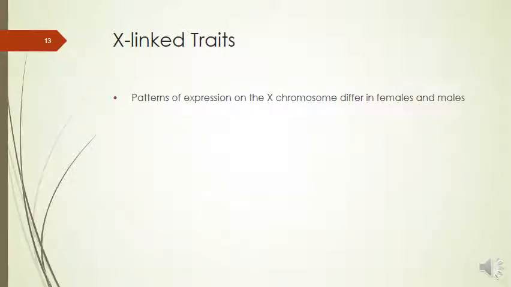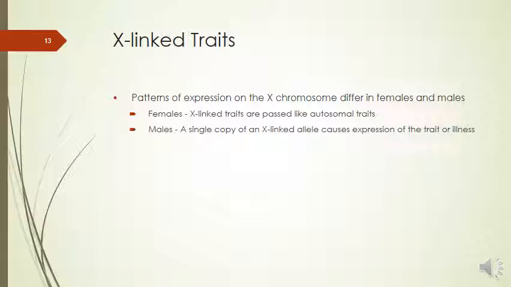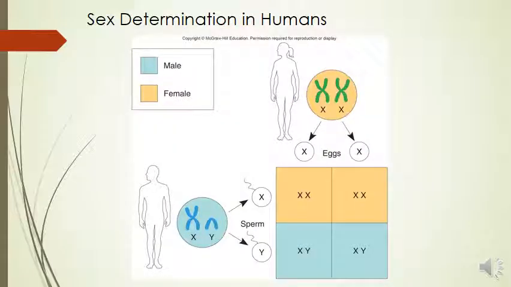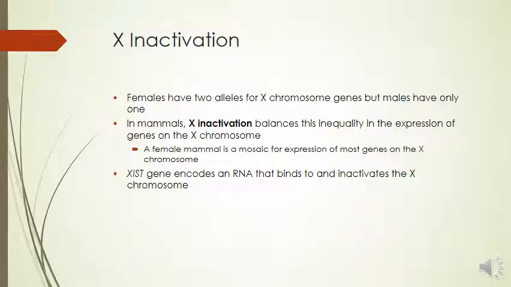If we look at X-linked traits, these are patterns of expression on the X chromosome. They differ in females and males. In females, X-linked traits are passed like autosomal traits. In males, a single copy of an X-linked allele causes expression of the trait or illness. The human male is considered to be hemizygous for X-linked traits. Here we see a diagram showing the sex determination in females and males.